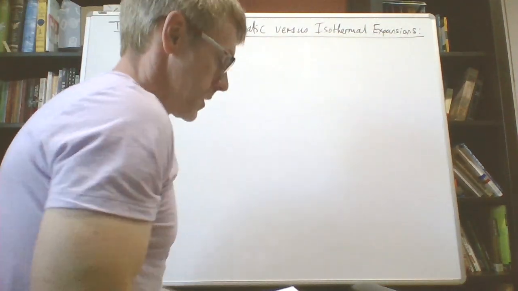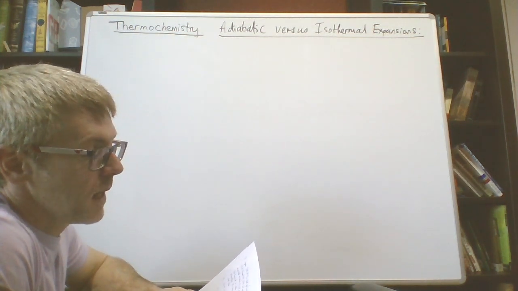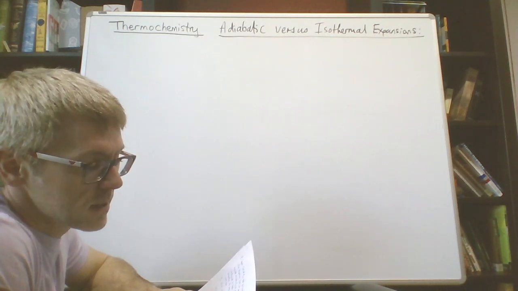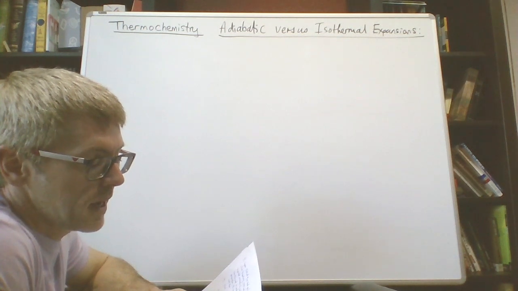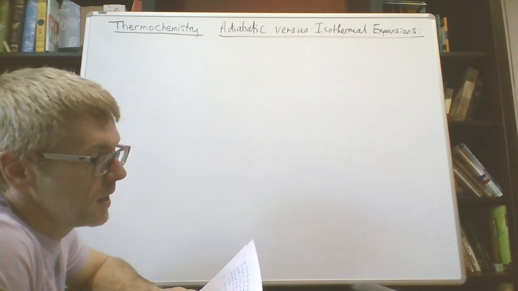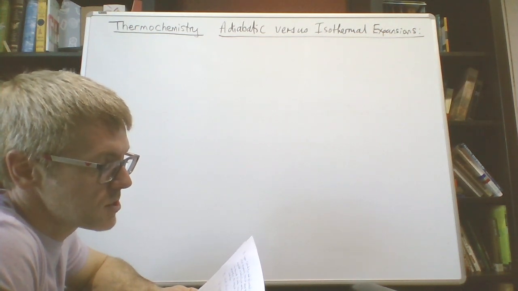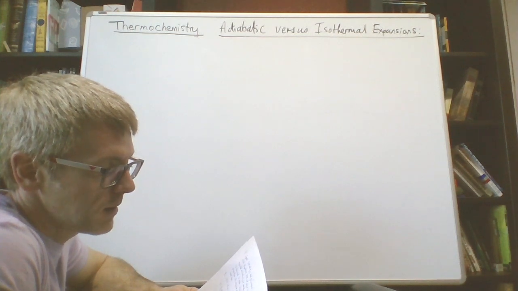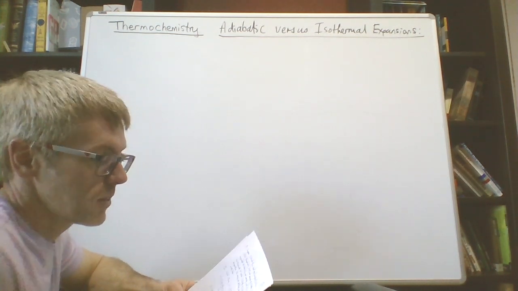The question says, 5 mole of an ideal gas, a monatomic gas, at an initial temperature of 298 Kelvin and a pressure of 10 atmospheres is expanded adiabatically and reversibly until the pressure has decreased to 1 atmosphere. Calculate the final volume and temperature, calculate the energy and the enthalpy changes, and calculate the work done.